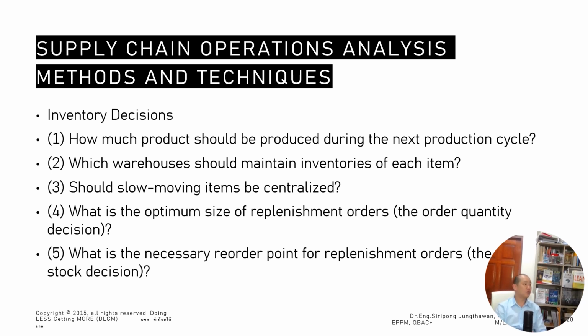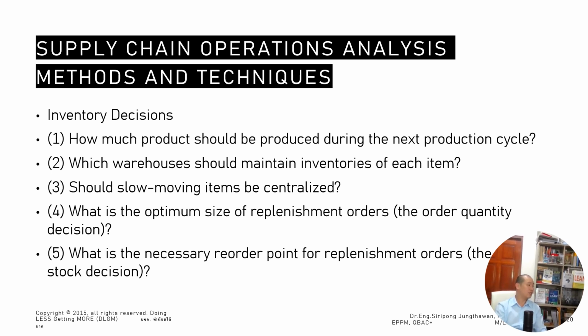And which warehouse should maintain inventory for each item, and the inventory level that you have to set in warehousing: 90%, 80%, or 95%. That links to reorder point and safety stock that you studied about inventory management before. And the third one, should slow moving items be centralized, or the fast items that you have to set near to customer location, that you have to link to your warehouse and inventory strategy and inventory policy also.